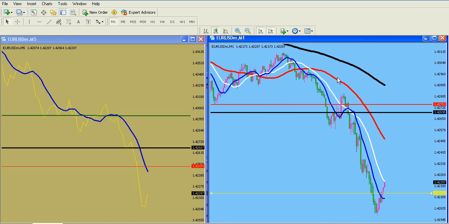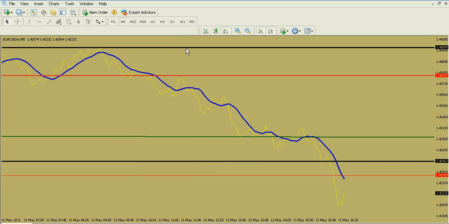A lot of times we have a swinging market, and what you have before you is the Euro USD on the 5 minute and the Euro USD on the 1 minute. I wanted to show you both so that you can see where our trend is going. On the 5 minute time frame, you can see that we are clearly in a bearish trend. This is our daily resistance, daily support.